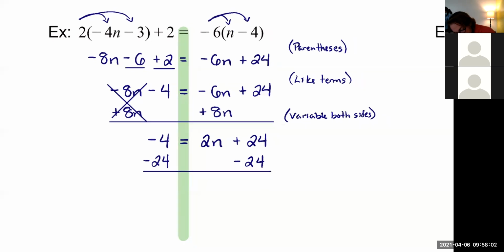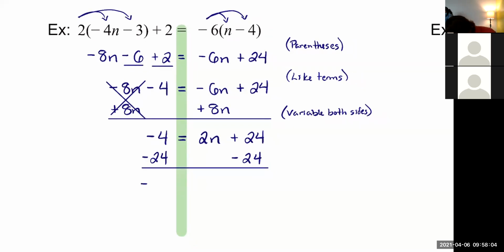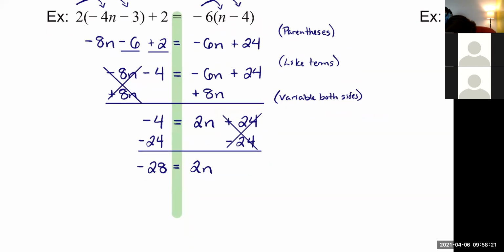On the left, -4, take away 24 is going to give me a -28. Bring down my equal sign, bring down 2n. 24 minus 24, of course, is now gone. What's left to move? The 2. To move it, we're going to divide both sides by 2. -28 divided by 2 gives me a -14. 2 divided by 2 simplifies to a +1, which allows me to hide it.